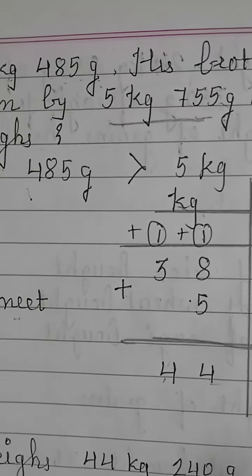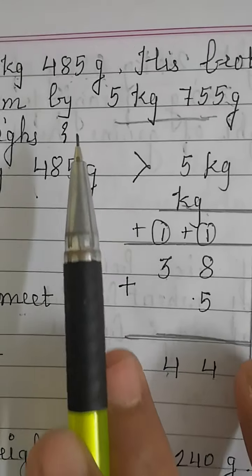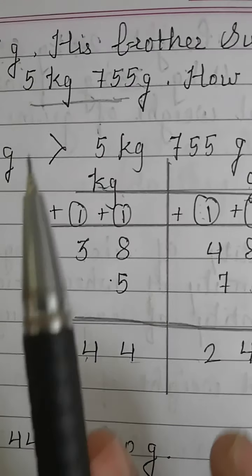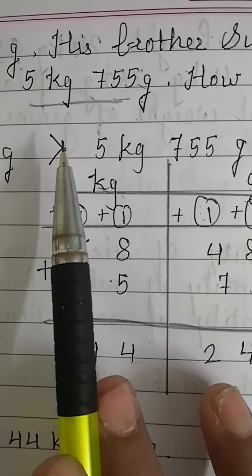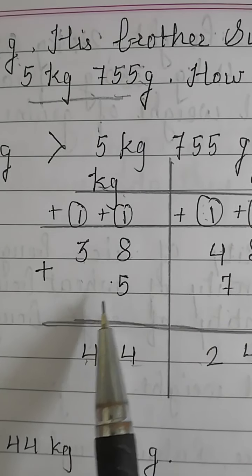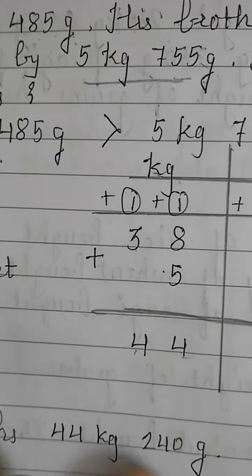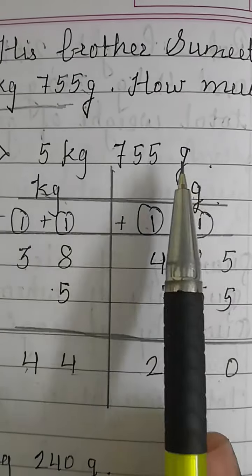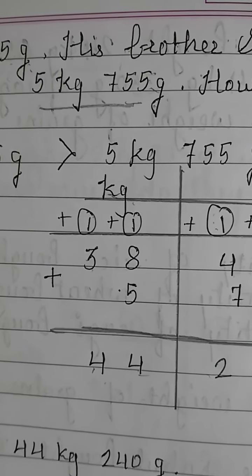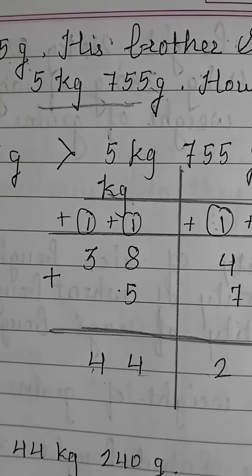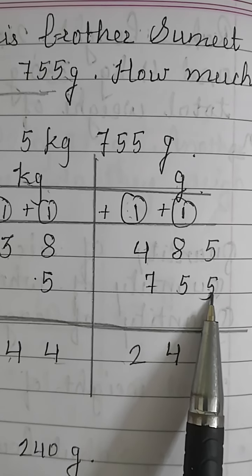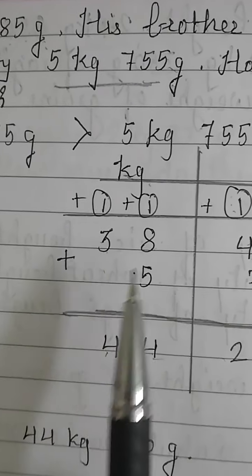To find it, we need to add both of the weights given to us, meaning the weight of Anil. To this we will add how much heavier his brother Sumit is than Anil, which is also given. So that we will add to Anil's weight. Okay, so let's solve. Anil's weight is 38 kg 485 gram. Then the extra weight of Sumit is 5 kg 755 gram. We will add these both the weights.